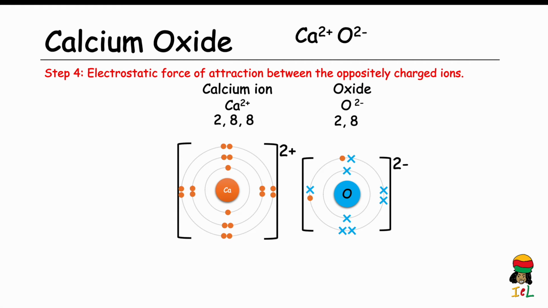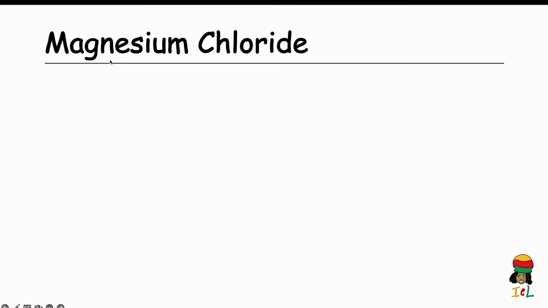So we have 1 calcium ion, which has a 2 positive charge, and we have 1 oxide anion, which has a 2 negative charge. Note that the 2 positive cancels the 2 negative charge, giving the compound a total charge of 0. Therefore, the chemical formula for calcium oxide is CaO. 1 calcium, 1 oxygen. The third example is magnesium chloride.